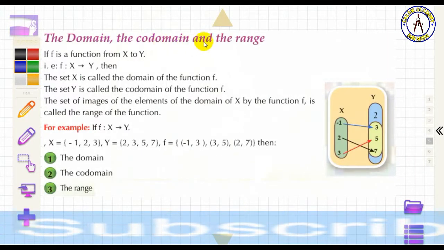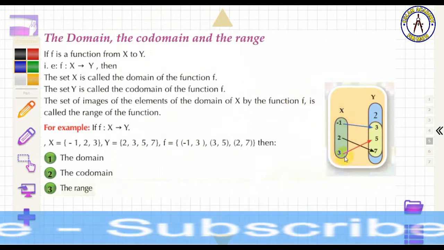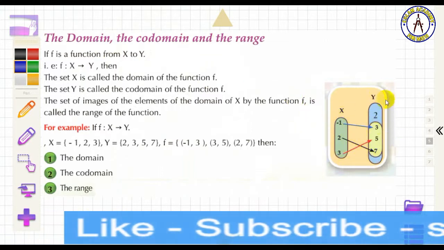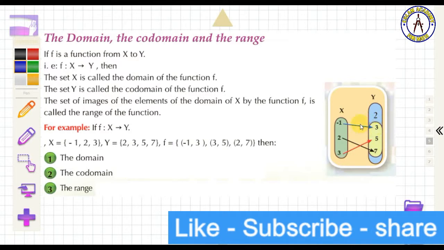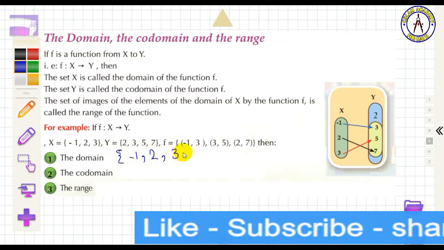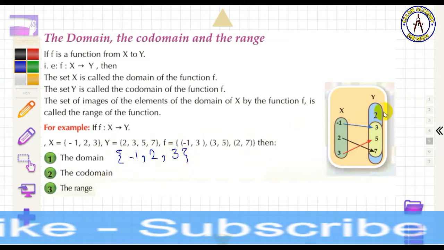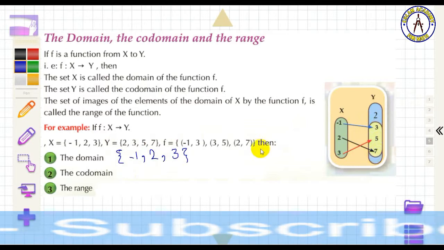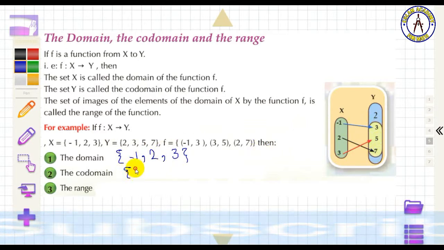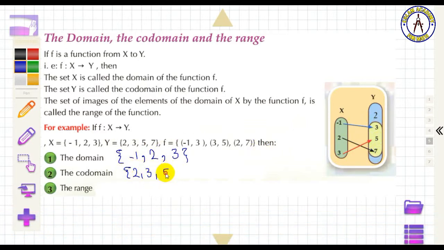The domain, the codomain, and the range. The set of x is called the domain, the set of y is called the codomain, and the range is the image of the domain in the codomain. Then we can say the domain equals -1, 2 and 3, the codomain is 2, 3, 5 and 7, and the range will be 3, 5 and 7.